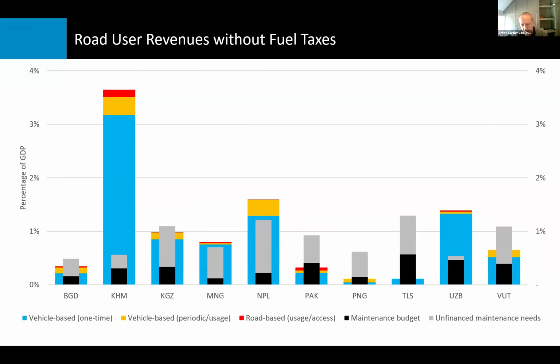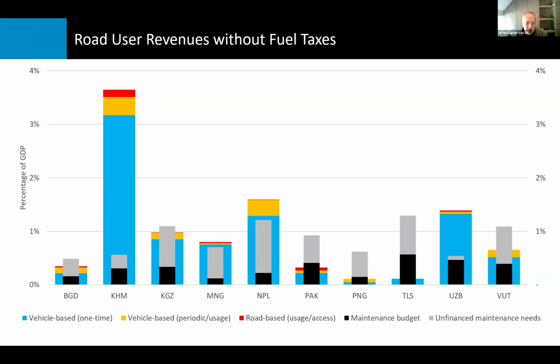For instance, Pakistan, where we saw that there was a very high dependency on fuel-based revenues. We see that without those, they are unable to cover their maintenance needs. They are unable to cover their current allocations to road maintenance. Vanuatu gets problems. The problems for Timor-Leste and Papua New Guinea only get larger, of course. Kyrgyz is getting into trouble. Bangladesh has troubles. Mongolia is still able to cover their needs, but only just.